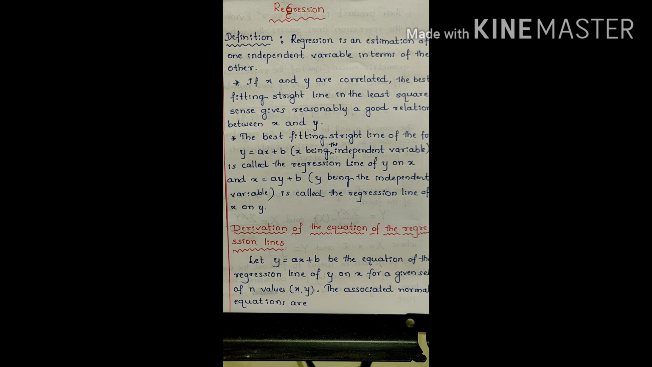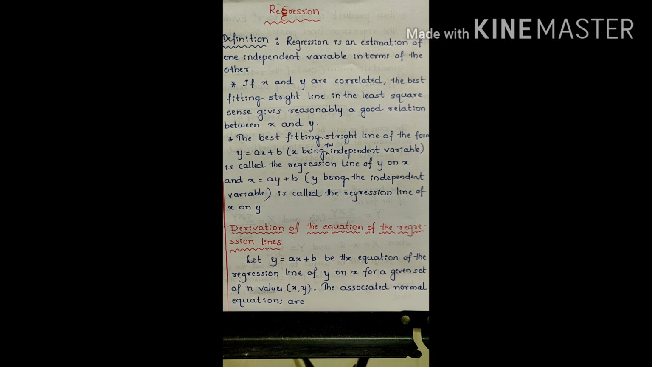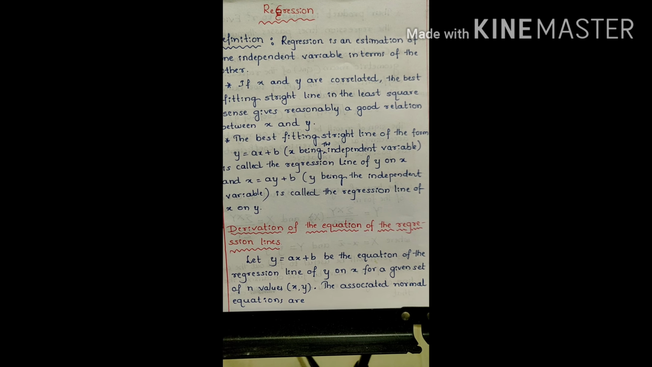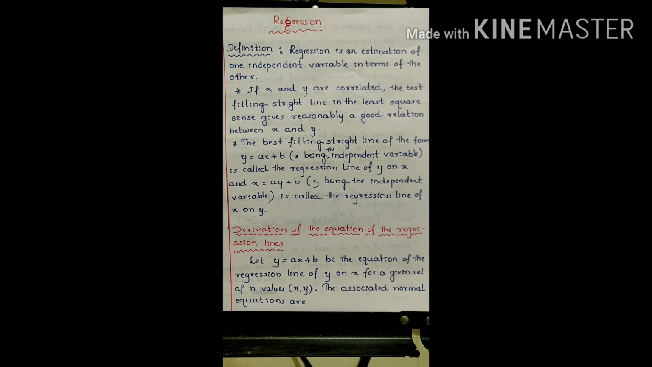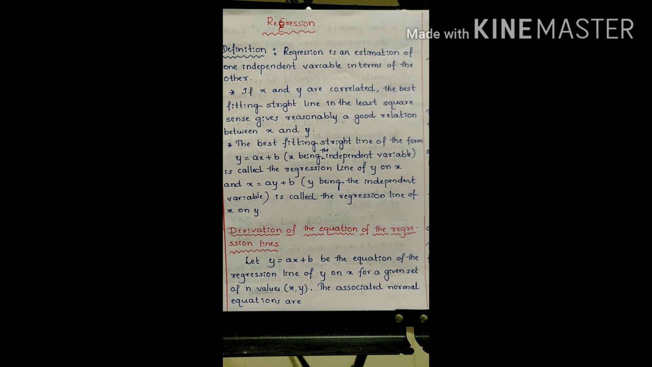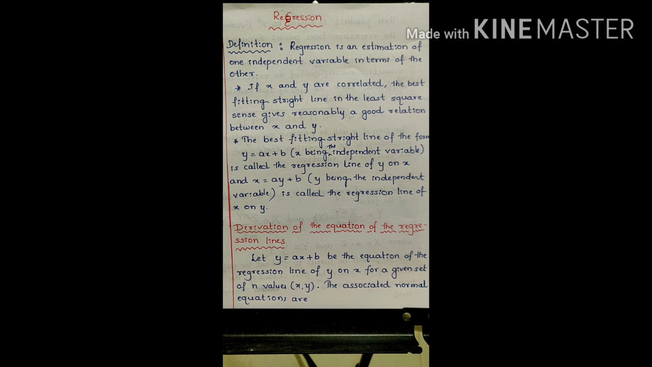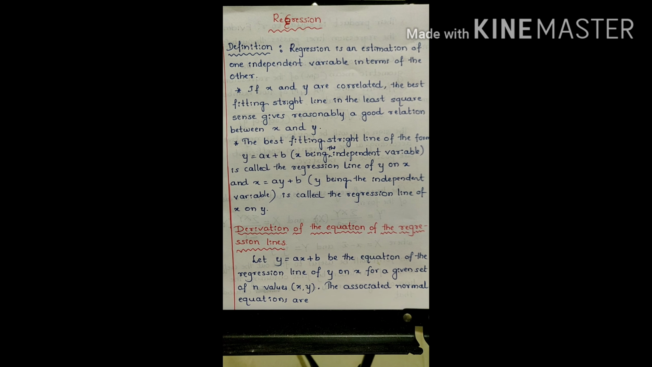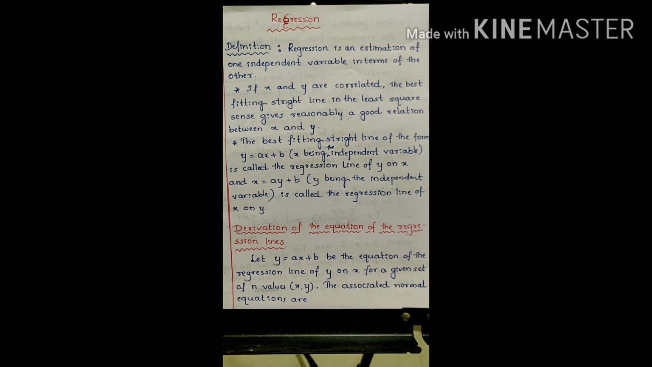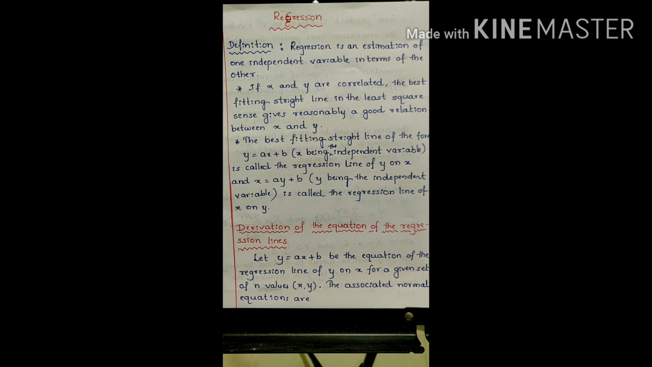Suppose x and y are two variables, then they are correlated. Then the best fitting straight line in the least square sense gives reasonably a good relation between x and y. If we consider y equal to ax plus b as a straight line, where x is the independent variable, then we say that this is the equation of a regression line of y in terms of x, that is, regression line of y on x.